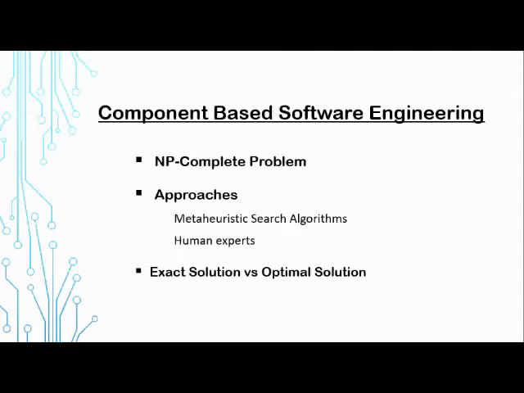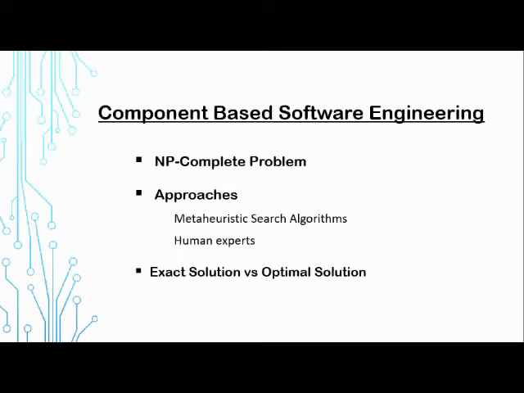Before I proceed any further, I'd like to present some background material on component-based software engineering and genetic algorithms. Component-based software engineering involves combining software modules into a final software product. Now, there can be many interactions between software modules, as well as many software modules in a software repository, which can make the task of selecting the right software modules quite complex. In fact, the problem has the complexity of an NP-complete problem.